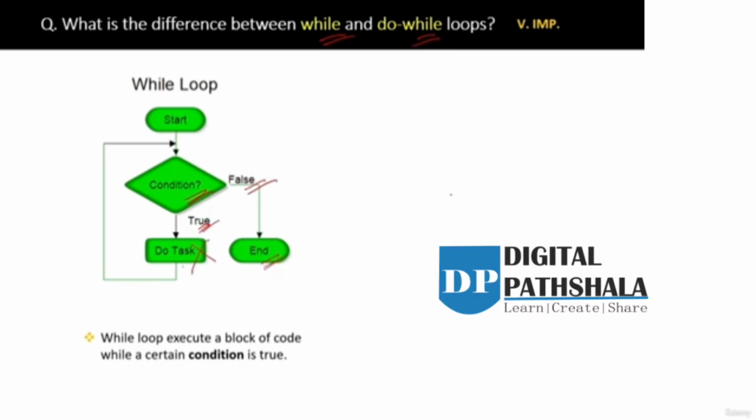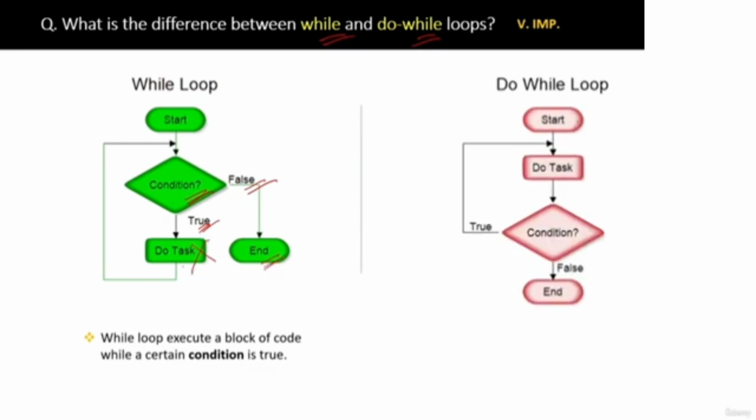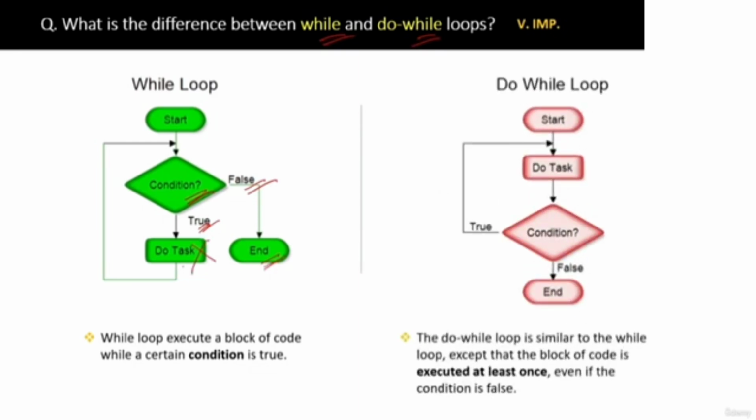Now here is the diagram of the do while loop. Here the do while loop is similar to the while loop, except that the block of code is executed at least one time, even if the condition is false. Meaning the do block will execute at least the first time. And then after the second time, its execution will be dependent on the result of the condition only.